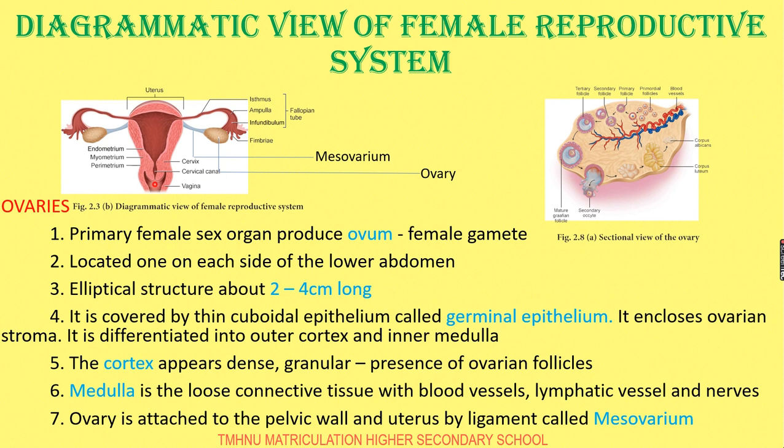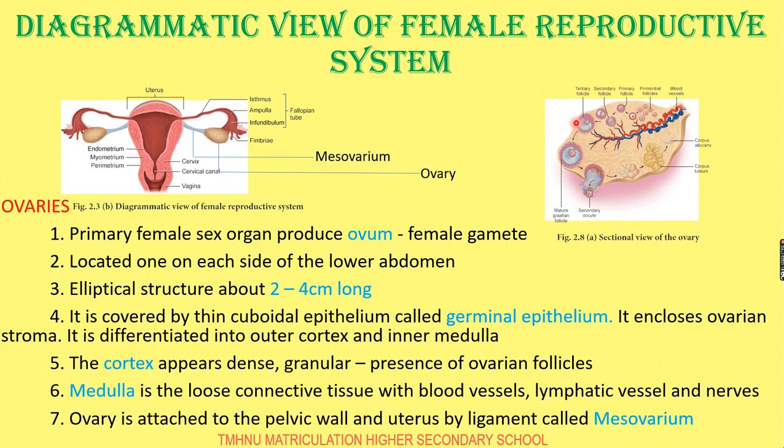Ovaries: these are the pair of ovaries which produce the female gamete, the ovum. They are present on each side of the lower abdomen, 2 to 4 centimeters long, and surrounded by the outer layer germinal epithelium, the outer cortex, and the inner medulla. Here you can see the germinal epithelium layer.